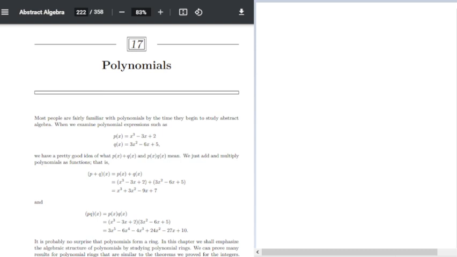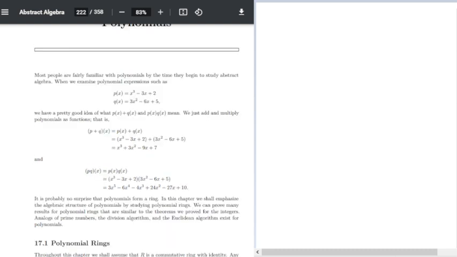Most people are fairly familiar with polynomials by the time they begin to study abstract algebra. When we examine polynomial expressions such as p of x equals x cubed minus 3x plus 2 and q of x equals 3x squared minus 6x plus 5, we have a pretty good idea of what p(x) plus q(x) and p(x) times q(x) mean. We just add and multiply polynomials as functions. That is, (p plus q)(x) equals p(x) plus q(x) equals x cubed minus 3x plus 2 plus 3x squared minus 6x plus 5 equals x cubed plus 3x squared minus 9x plus 7.